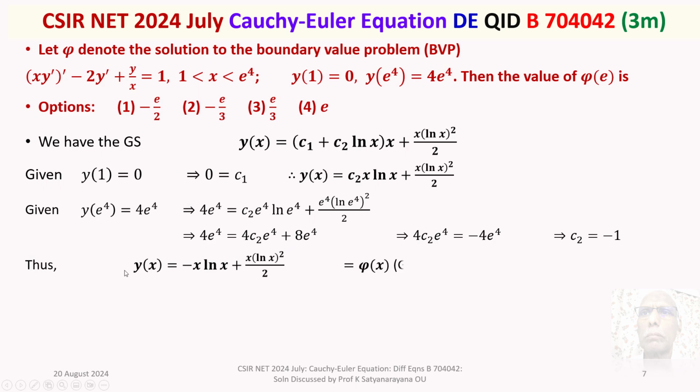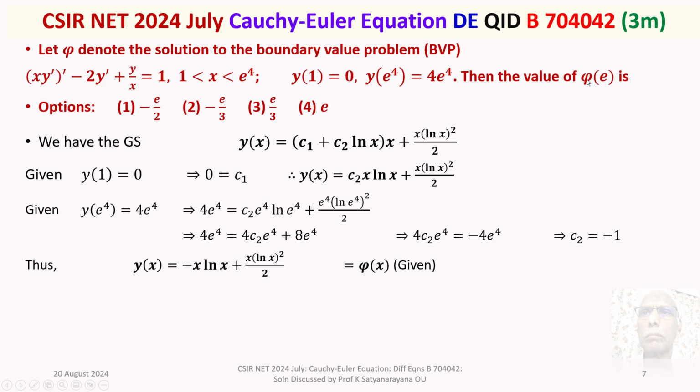This is the solution of the given differential equation with these boundary conditions. It's in fact a particular solution. And it is given that this solution is to be phi. Look at it in the example. So this is phi of x.